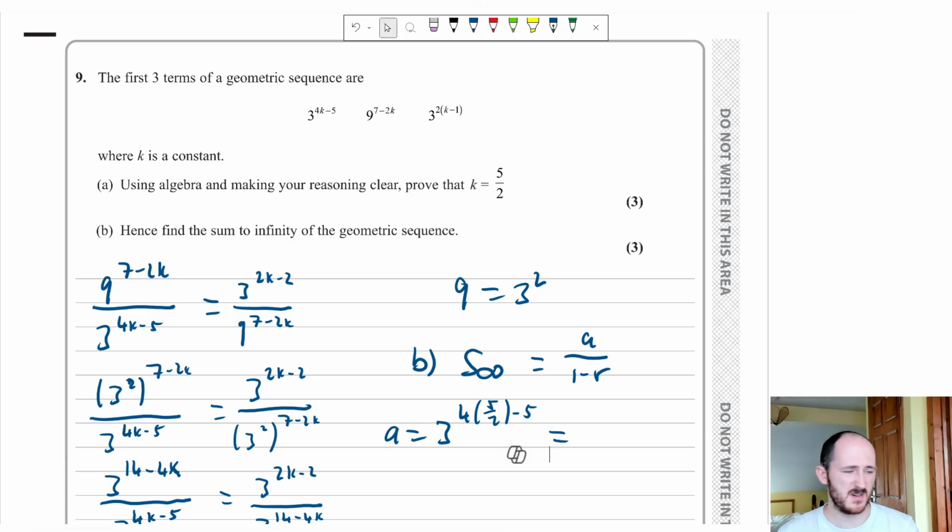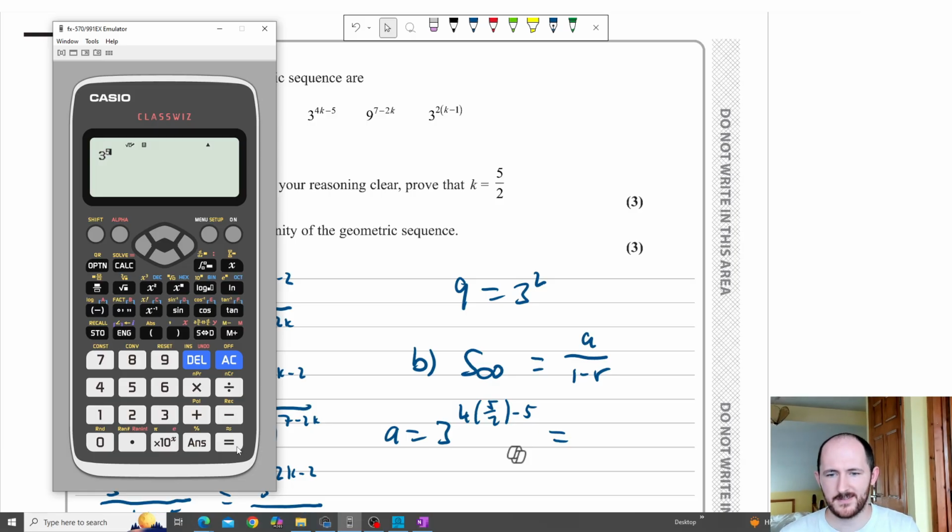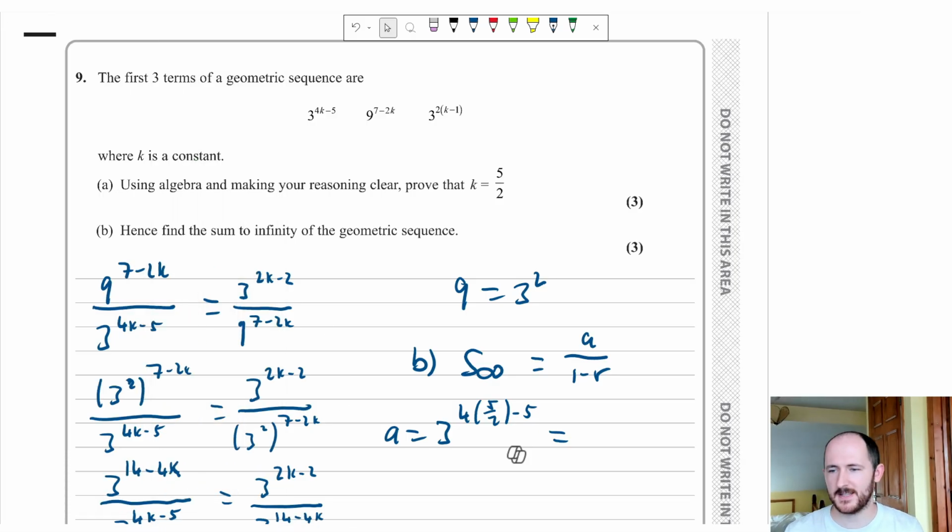Oh, that's going to be such a nasty number, isn't it? Ugh. 3 to the power of 10, right? Oh, it's just 3 to the power of 5 then. Never mind. What am I complaining about? 243. Cool. In terms of the common ratio, I should be able to sub in k for either side because both sides are equal. Let's just do the left-hand side, why not?